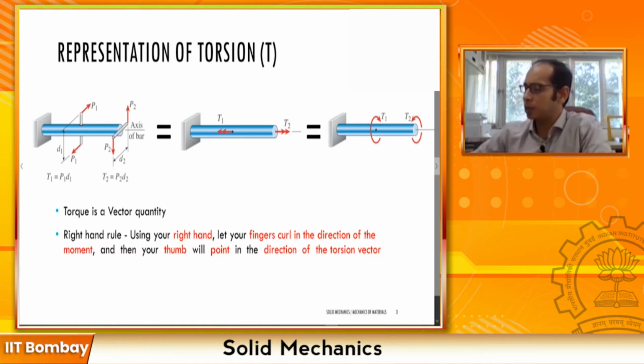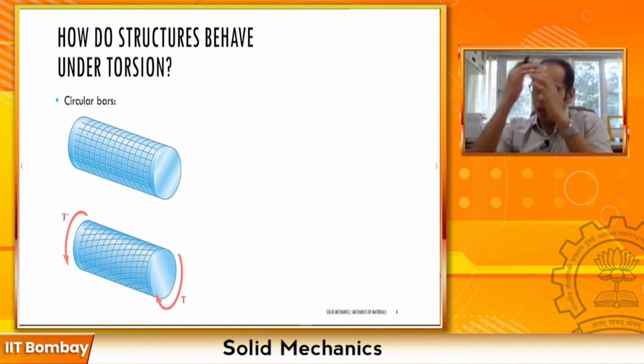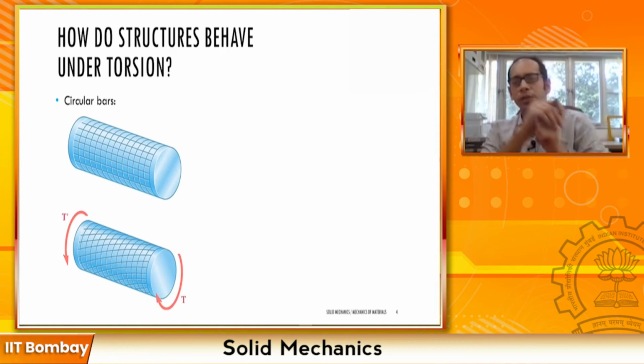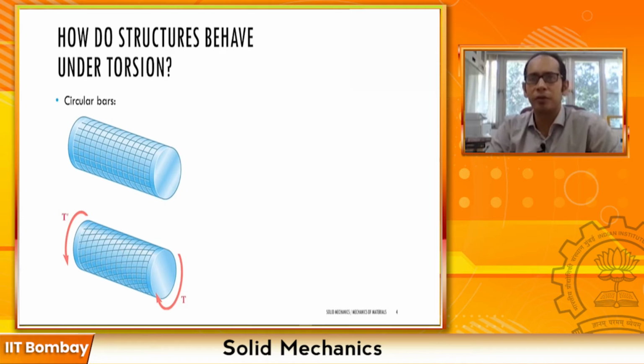So now just moving ahead, how do these structures behave under torsion? This is extremely important to understand the behavior of shafts which have different types of cross section, and for our basic course on solid mechanics, we are mostly going to look at circular bars, or bars having circular cross section, and there is a reason for that.